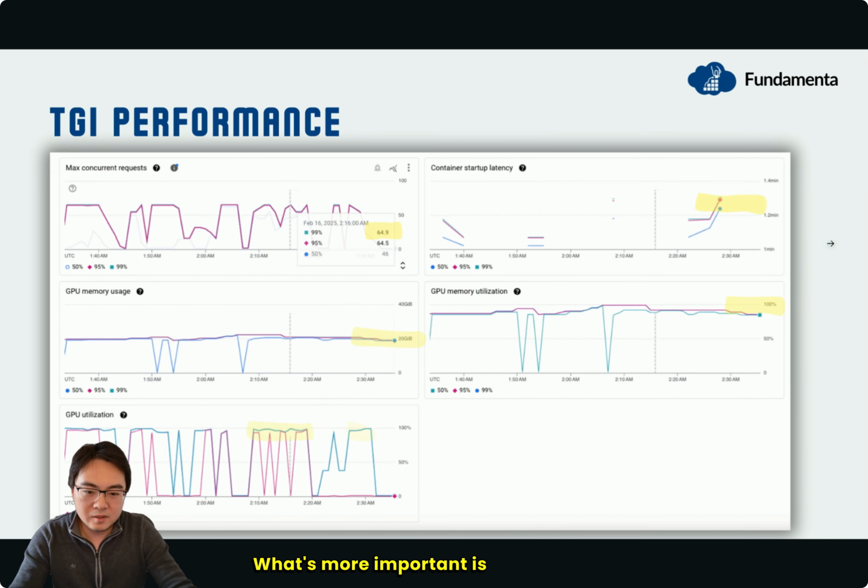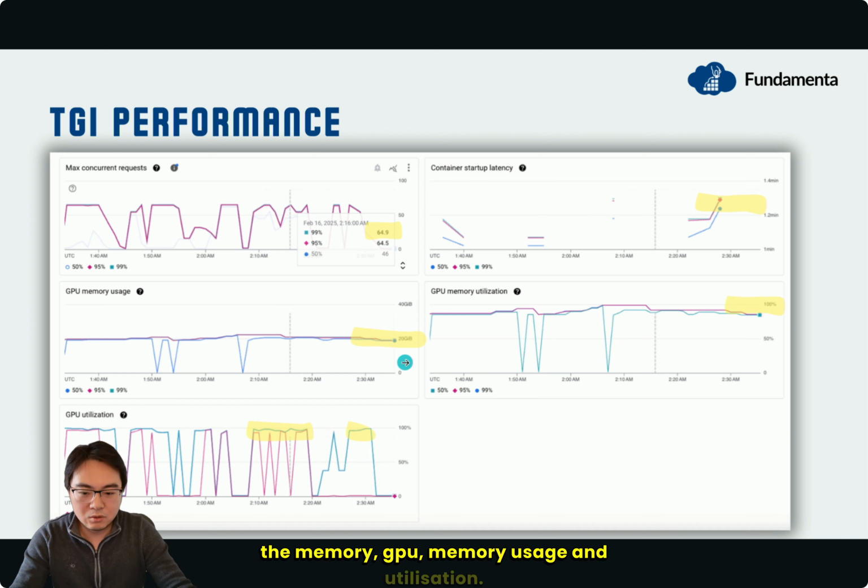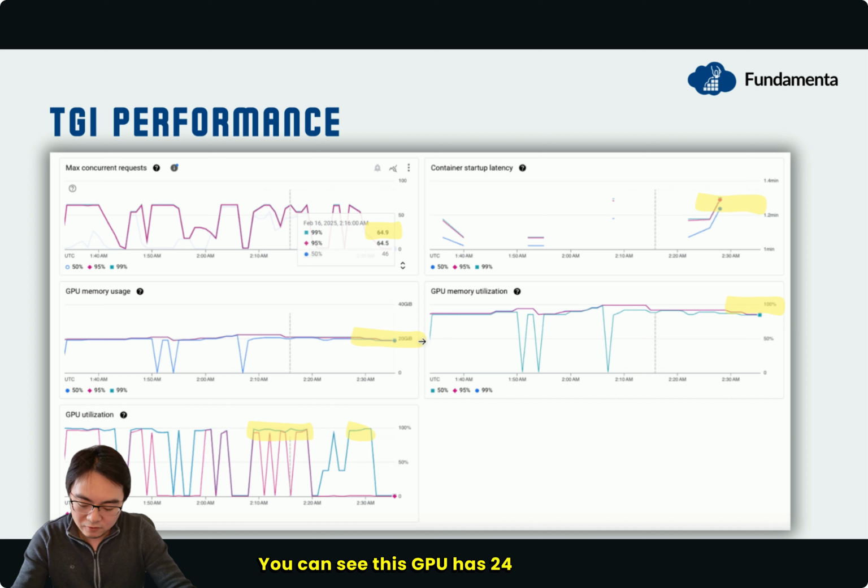What's more important is this diagram. You can see that I can achieve 64.9 concurrent requests per instance, with the startup latency when it scales up only like 1.2, 1.3 minutes. That's like 70 seconds. This is actually very, very good. And then the most interesting thing is the GPU memory usage and utilization. You can see this GPU has 24 gig, that's the total, but it uses 20 gig. That's really, really good.